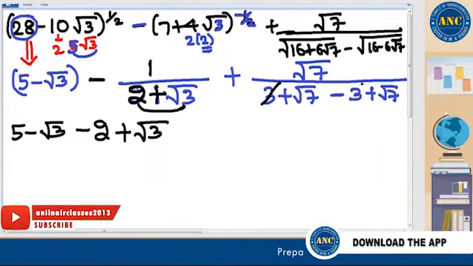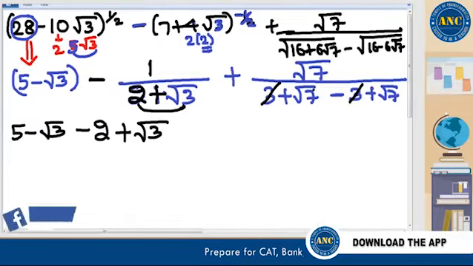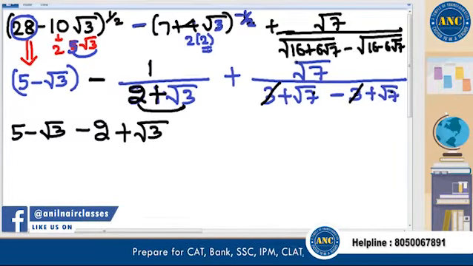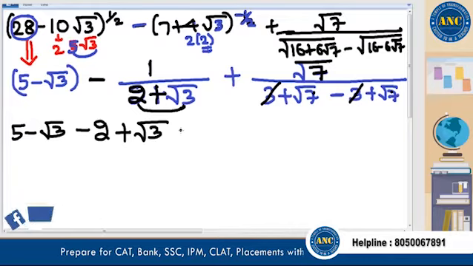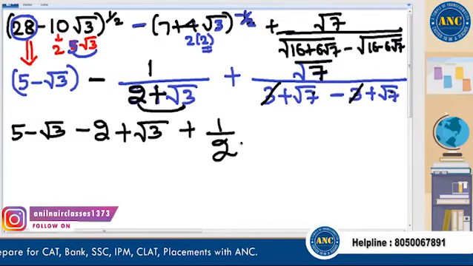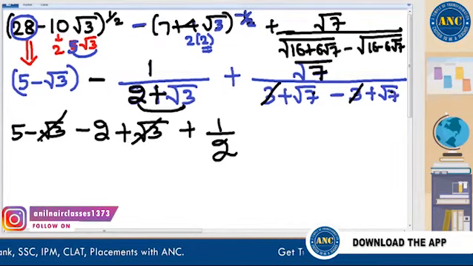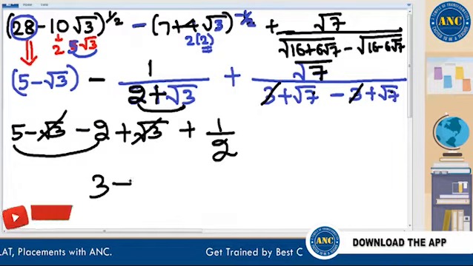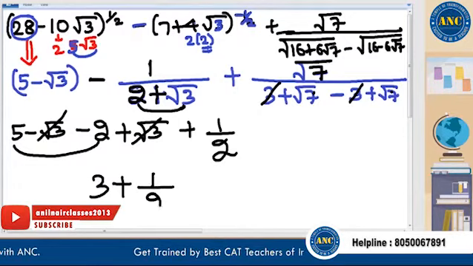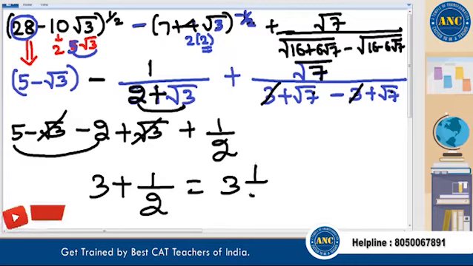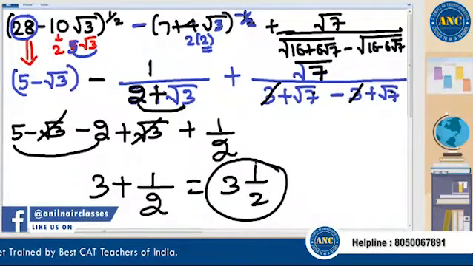Here 3 and minus 3 will cancel. Root 7 plus root 7 is 2 root 7. That 2 root 7 will cancel. You will be left with 1 by 2. What else is there? This is cancelled. 5 minus 3 is 2. Sorry, 5 minus 2 is 3. 3 plus 1 by 2. Answer is 3 1 by 2.